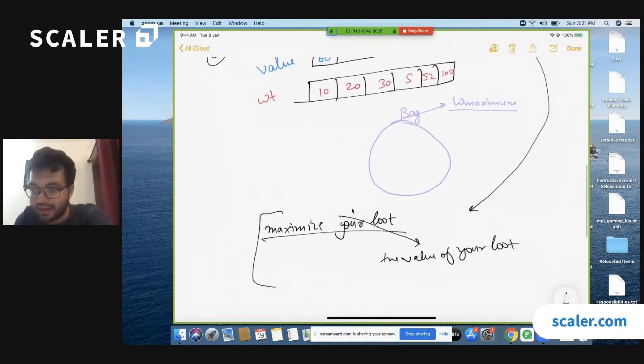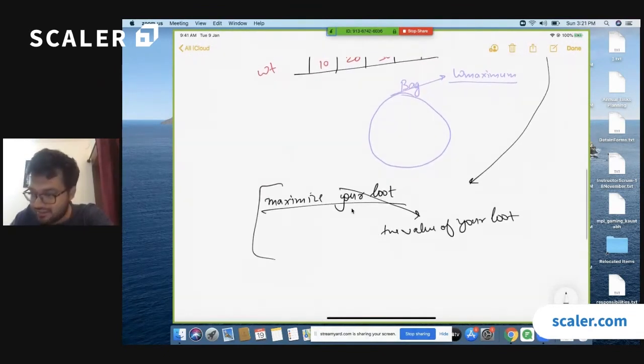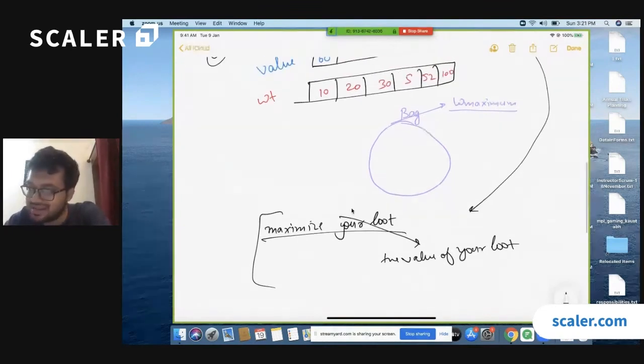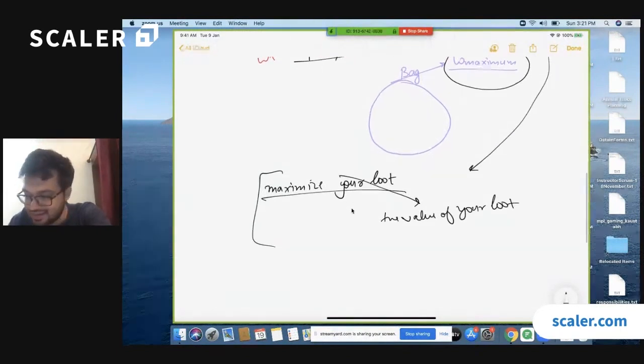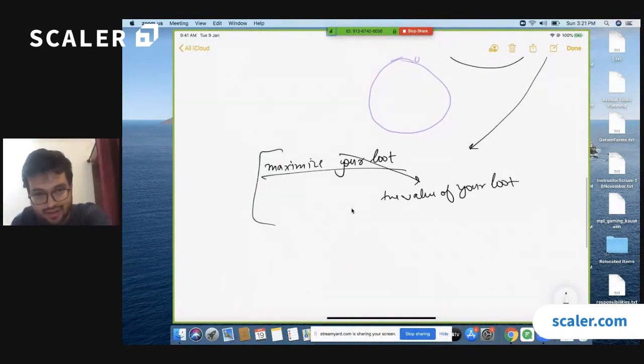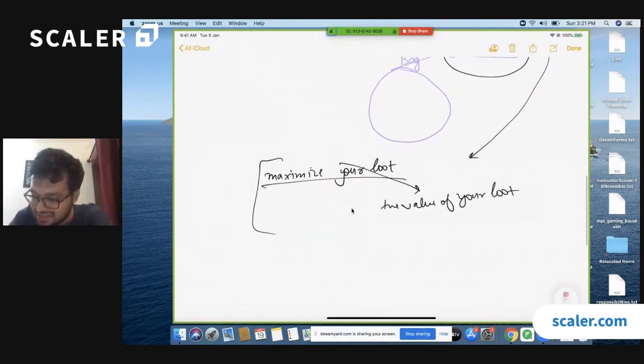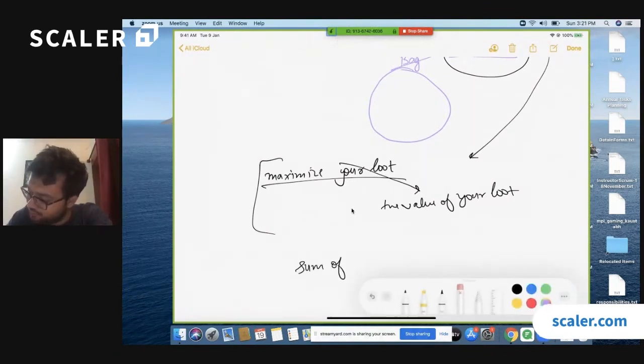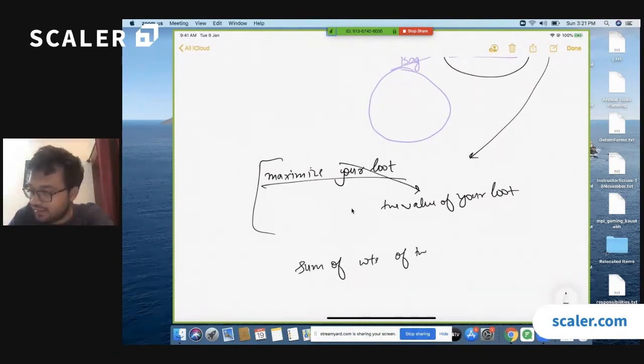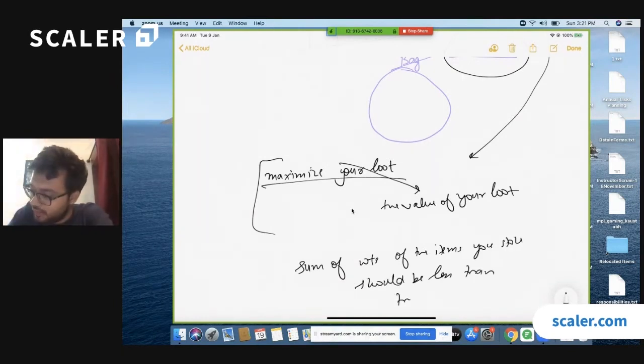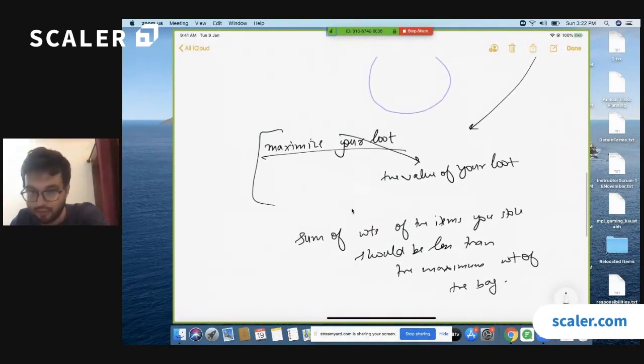But there is a constraint. The constraint is that for the items that you looted, the sum of their weights should be less than or equal to the maximum weight that your bag can have. I hope it makes sense, right? This is the optimization problem. The constraint that you have is that the sum of weights of the items you stole should be less than the maximum weight of the bag. I hope this is crystal clear to everybody.